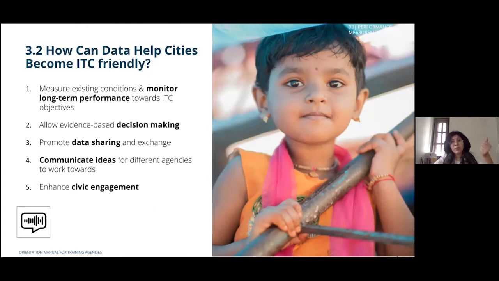We will also have to do this because we want to promote data sharing and exchange, right? We want the data of parks departments to be shared with streets, to be shared with health, so all the departments are able to jointly come together and make decisions which the city needs. It is also important how we communicate to citizens. So if cities do some ITC friendly interventions, how do they communicate to people what is the value of that intervention? How did that intervention change or impact young children and their caregivers? So you'll also need data to communicate these ideas to different agencies, but also with citizens.